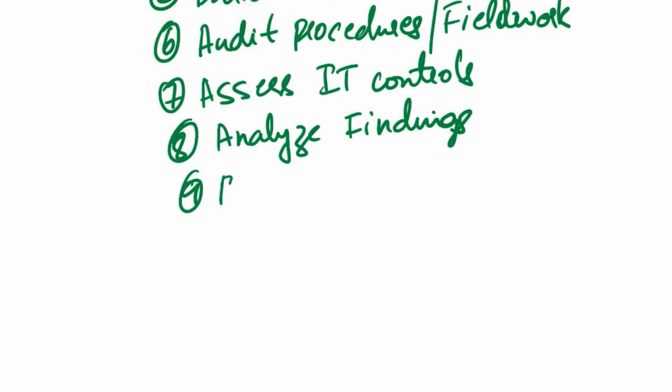Step 9 is report findings. Prepare a comprehensive audit report that includes executive summary, audit objectives and scope, methodology and criteria used, summary of findings and observations, recommendations for improvement, management's response and action plans, targeted timelines for implementing improvements.